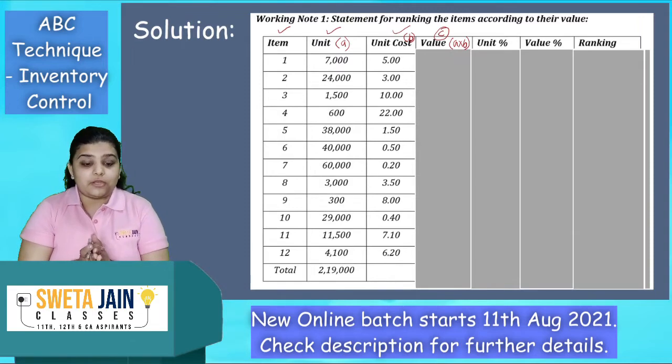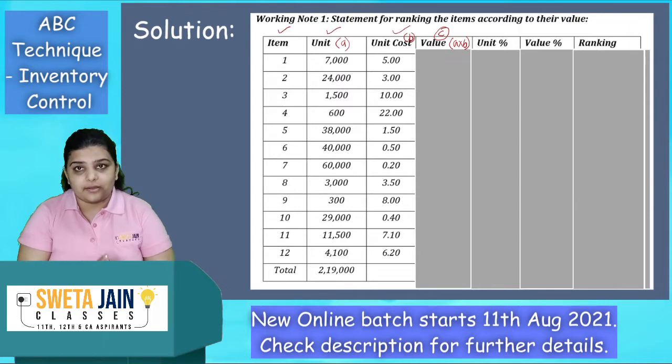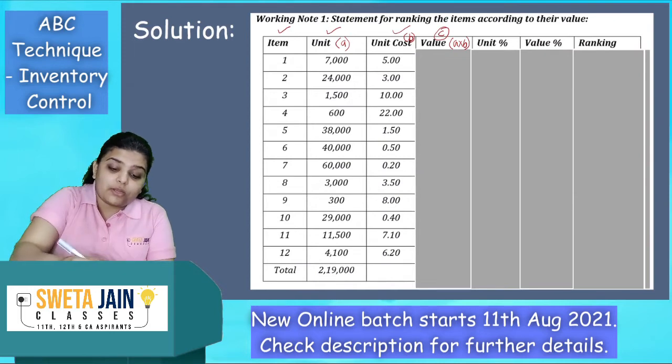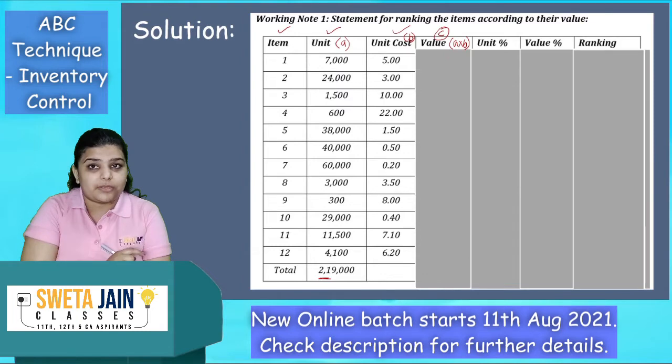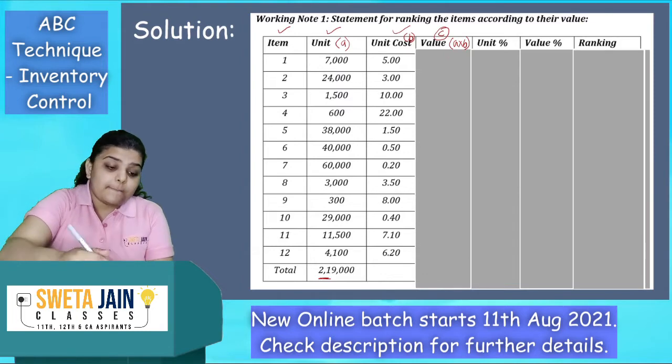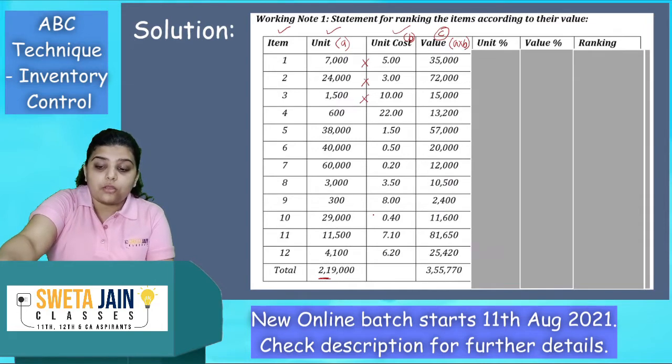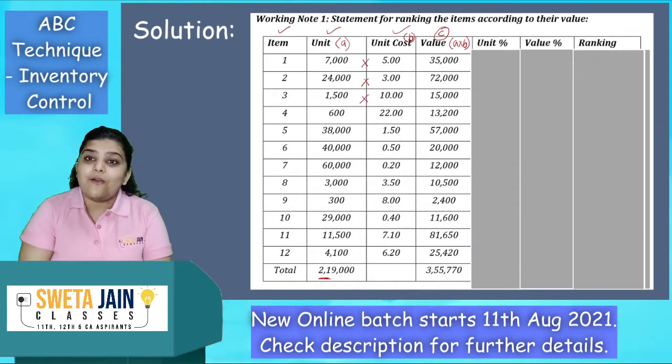You can pause the video and you can complete till here. Once you are done with the units and the unit cost, you can do a total of the units. We will require this to calculate the percentage. Then by multiplying 7,000 into 5, 24,000 into 3, 1,500 into 10 and so on, what you will get is the value.